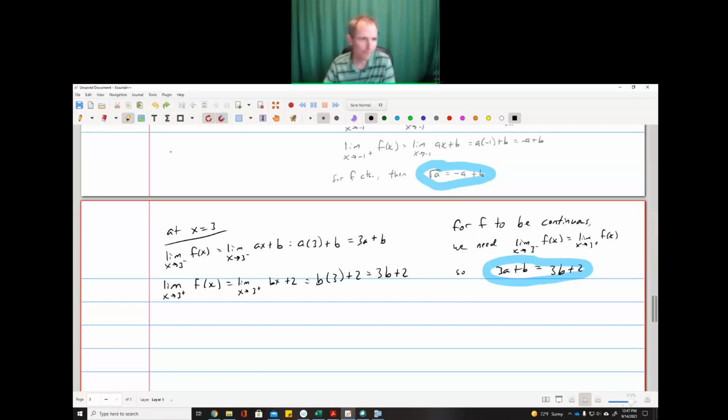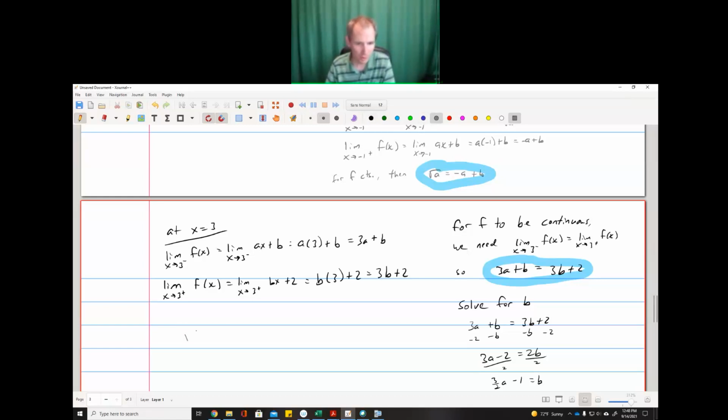So when I solve for b, I can subtract b from both sides. Subtract 2 from both sides. So we have 3a minus 2 equals 2b, and then divide both sides by 2. So 3 halves a minus 1 equals b. Okay, that's fine. Now we have a value for b. I can plug that in to my other equation.